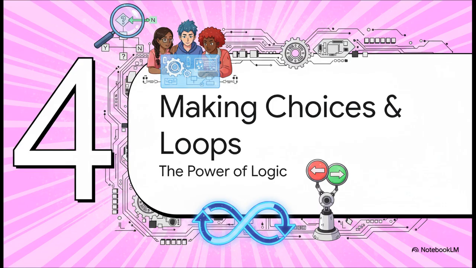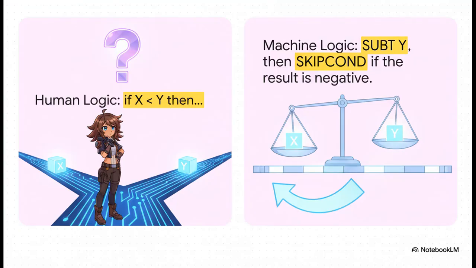So how does our little workshop handle something more complex, like an if-then statement? Well, check this out. On the left, you see a basic decision we all understand. If X is less than Y, do one thing, otherwise, do something else. But how does a CPU, a bunch of switches, actually make that choice? Well, on the right, you can see the clever little trick.